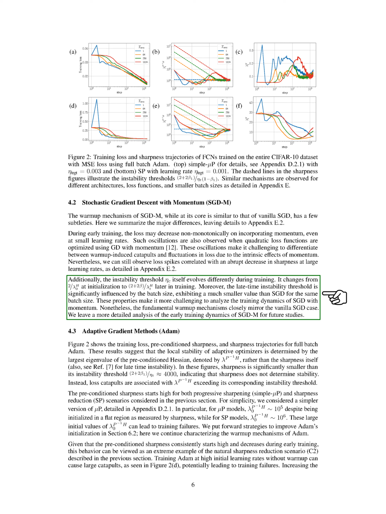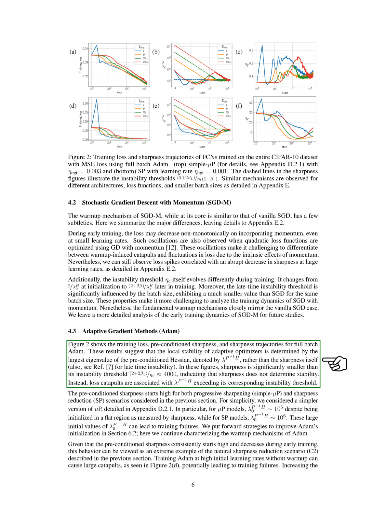The instability threshold eta_c changes during training, starting at 2/lambda_0^H and evolving to (2+2β)/lambda_t^H. The late time instability threshold is influenced by the batch size, leading to challenges in analyzing the training dynamics of SGD with momentum. However, the basic warm-up mechanisms are similar to vanilla SGD.